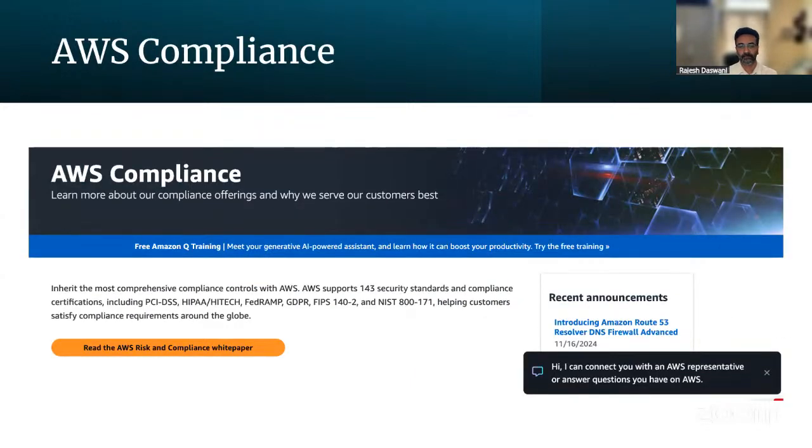And again, AWS offers a whole range of different compliance offerings. So PCI, HIPAA, FedRAMP, FIPS 140, etc. And you can see all of these different compliance laws and frameworks that AWS has in place as well. So just remember, for the exam, there's the AWS Artifact, there's the AWS compliance service.